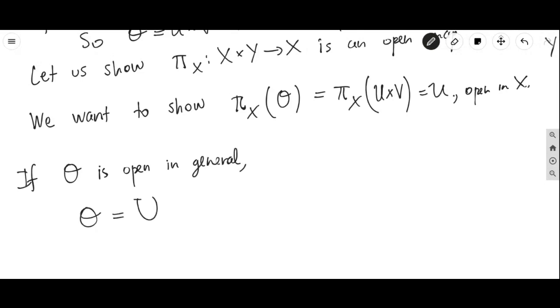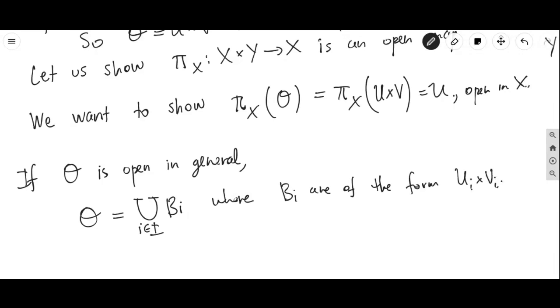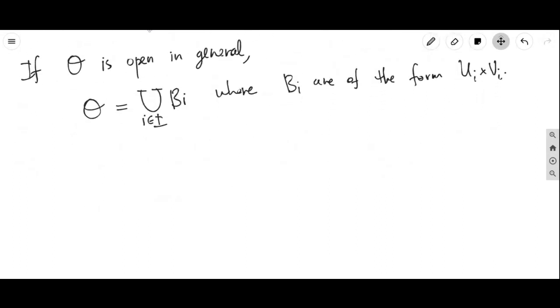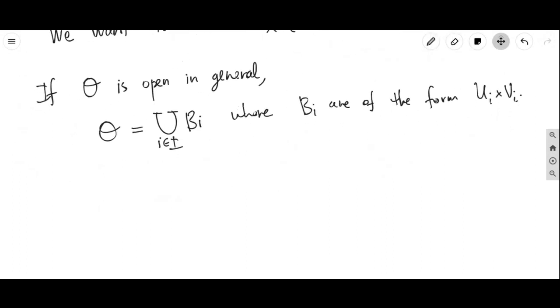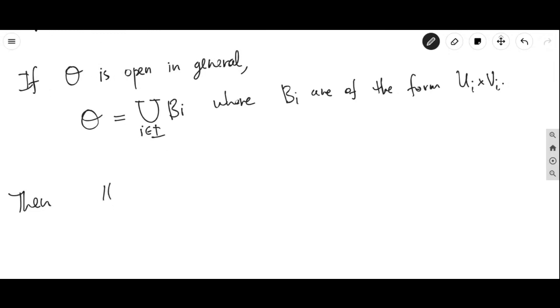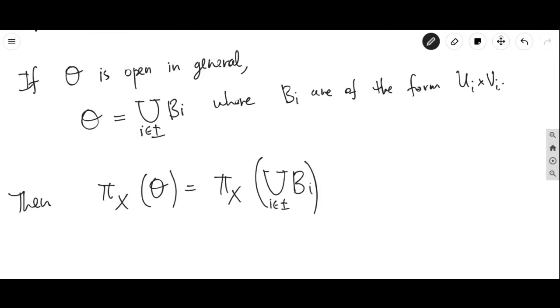then O can be written as a union of basic open sets. It's some collection of basic open sets where these are of the form Ui times Vi. So an open set is therefore a union of these basic open sets. So then if you apply pi X to O, this would be pi X of this union. And now we reach one of these questionable parts. Is the push forward of a union the union of the push forwards?